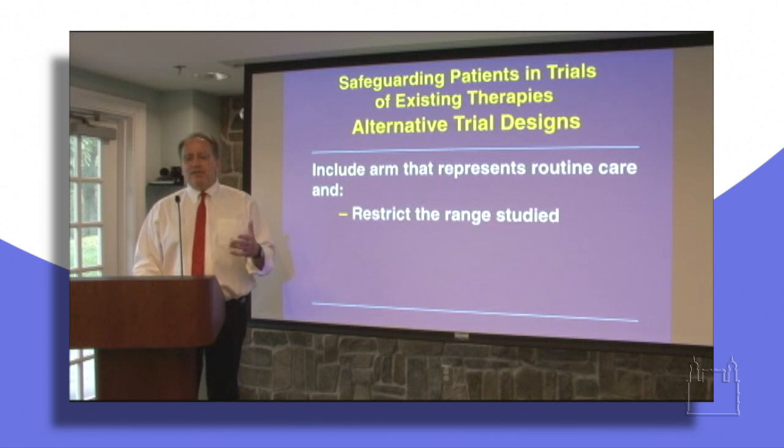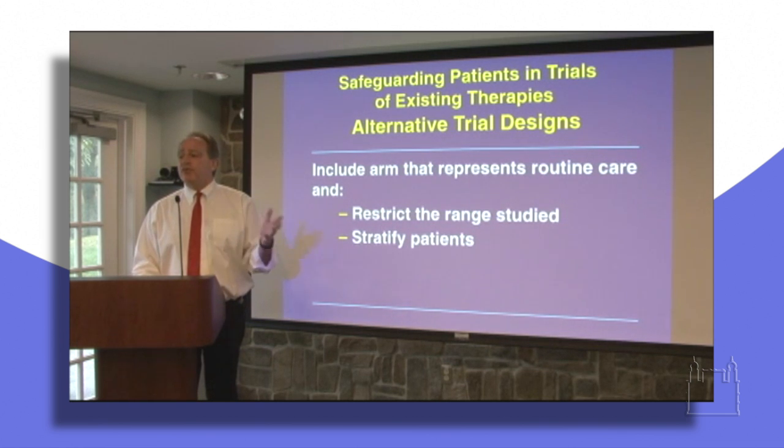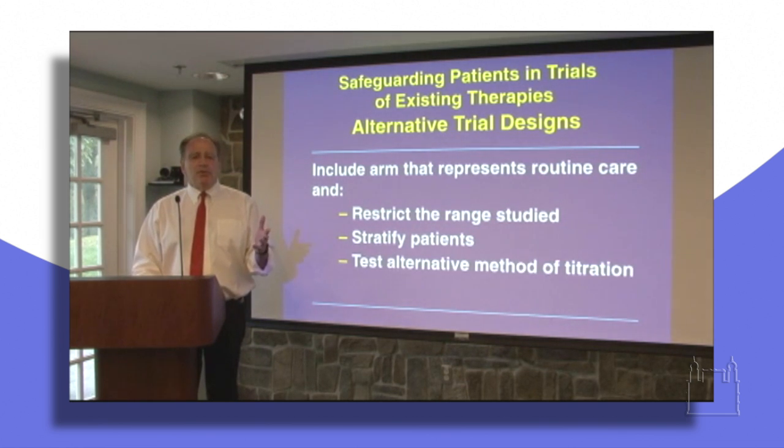Or if you find that you're studying one arm that has one isolated range, restrict the whole study to that range and compare it to usual care. Or you can study two different ranges that are used to stratify, with different controls. Or you can just change the titration method or use an adaptive design where you adjust the study control to represent usual care throughout the trial.